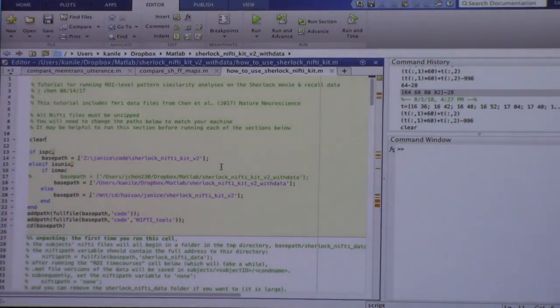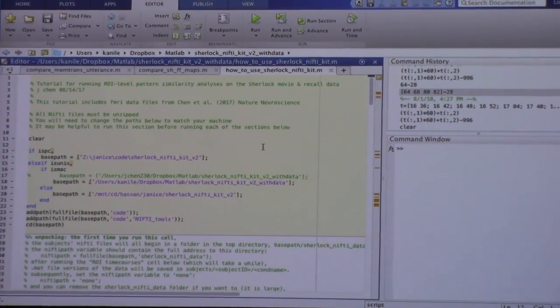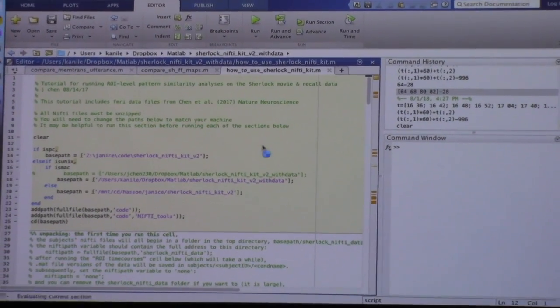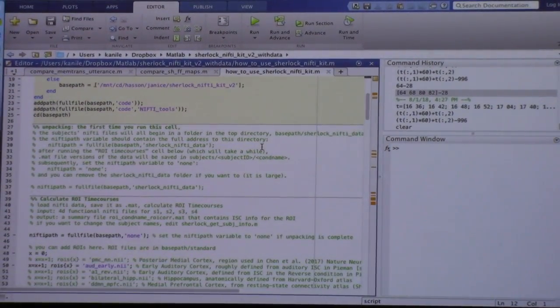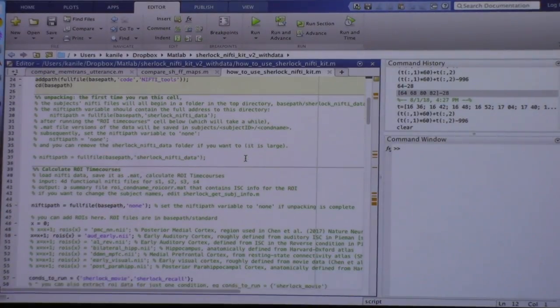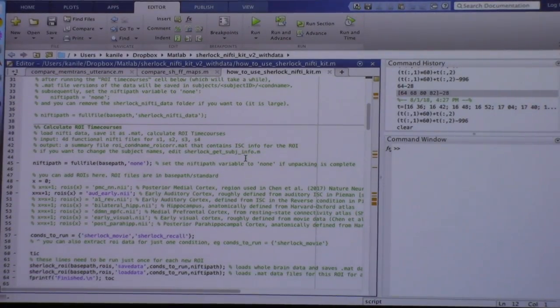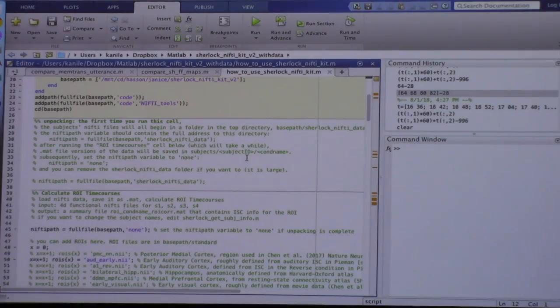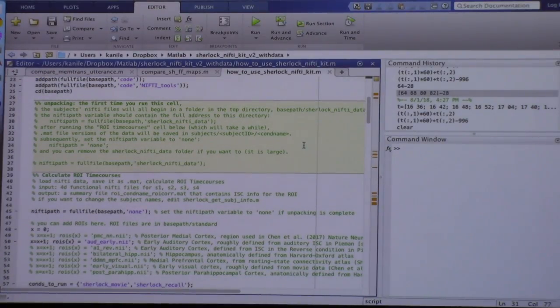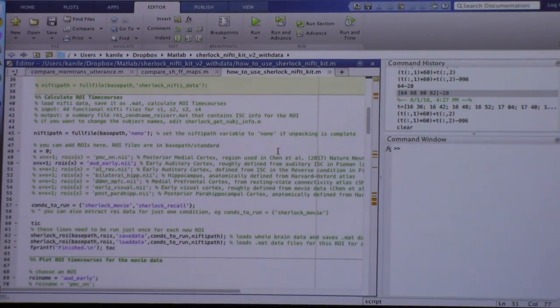Okay, let's get into it here. You'll have to set the path for your own computer in order to follow along if you have MATLAB. I'm going to skip unpacking because we don't have the original nifty data to unpack. If you do this yourself, it will take a while though, so just be prepared for that.